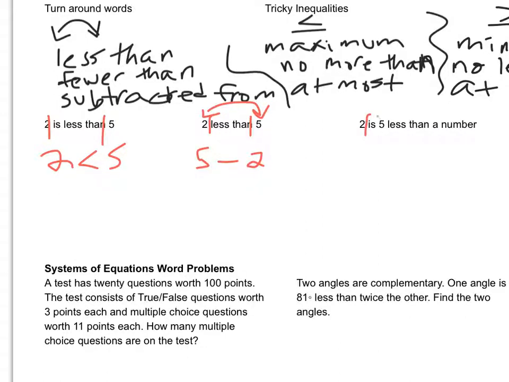2 is, then stop at 5, less than a number. So 2 is means equals, and then this less than means minus because it is separated from the is by the 5. And since less than is a turnaround word, we need to switch that. So it's going to be x minus 5, not 5 minus x.